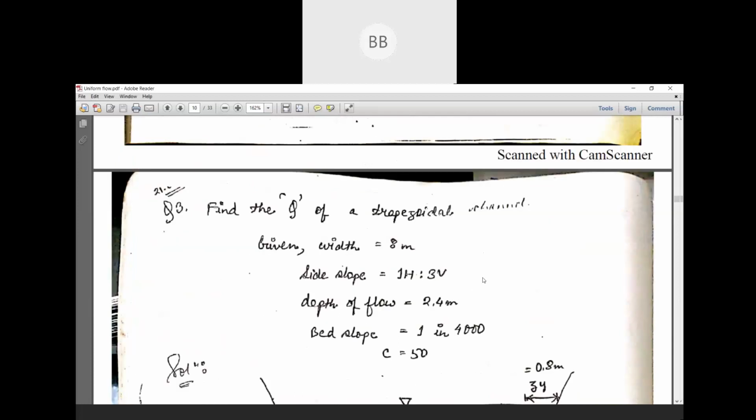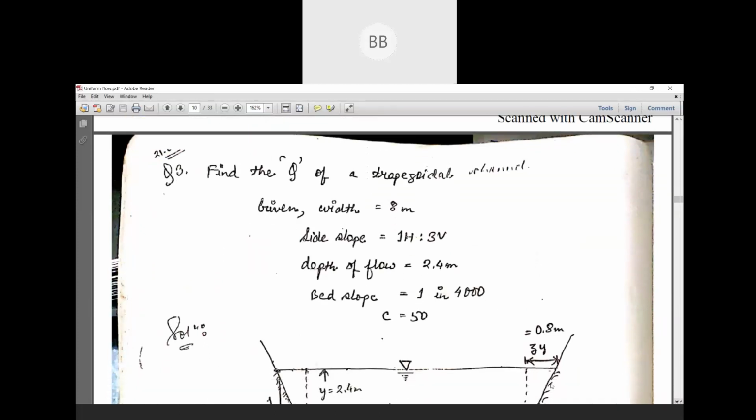So till now we are always discussing rectangular channels, and we all know that calculation in a rectangular channel is much simpler than in other channels. That is why the next problem is related to our trapezoidal channel. So the next numerical is, we need to find out the discharge of a trapezoidal channel.